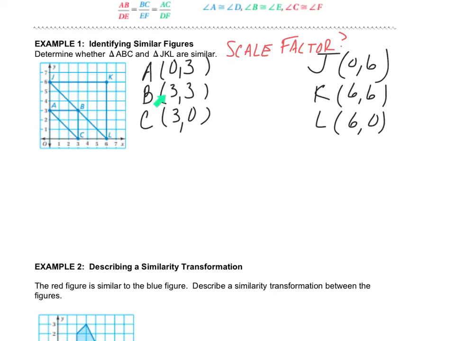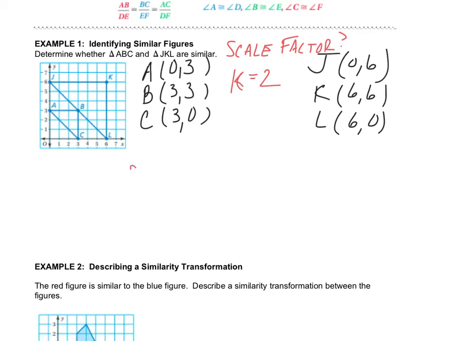Then on letter B, 3 turns into a 6. And again, the scale factor is multiplication. 3 times 2 is 6. 3 times 2 is this 6. I think we might have something. 3 times 2 is 6. And 0 times 2 is 0, which is here. So it does appear that we have a scale factor of k equals 2. So this definitely is a dilation.